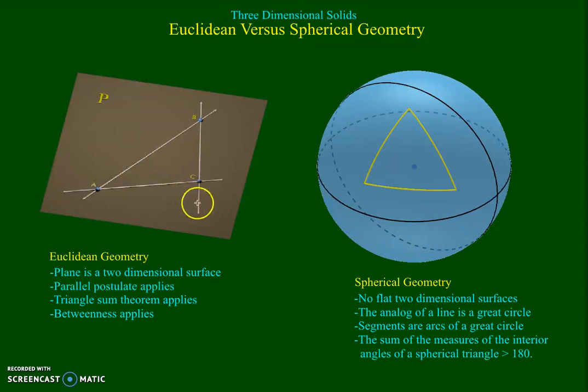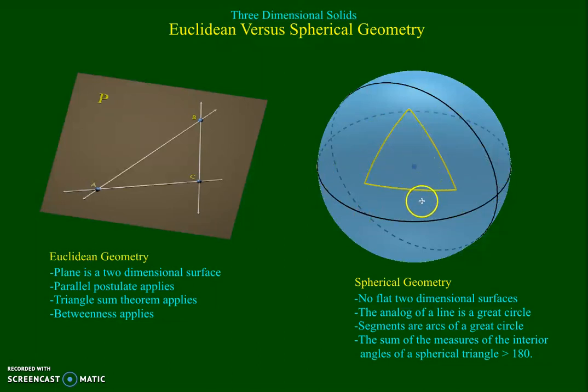In Euclidean geometry, we have the idea of the parallel postulate. The parallel postulate says, given a line and a point not on the line, there's exactly one line through that point parallel to the original line. Well, in spherical geometry, the analog of a line is a great circle. A great circle is a circle whose center is the center of the sphere. And so all the points on a great circle are connected by radii from the center to that great circle, but they all go through the center of the circle.